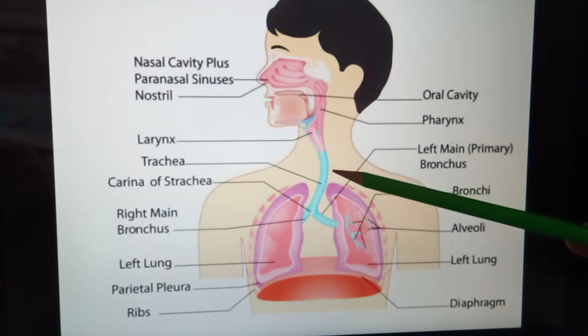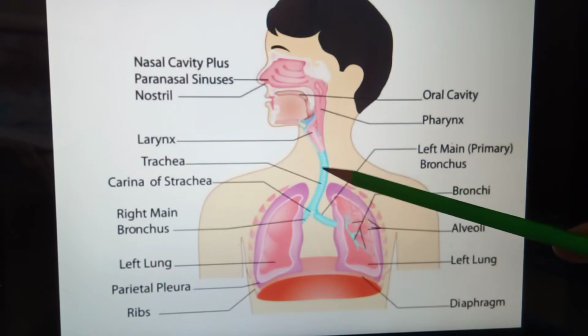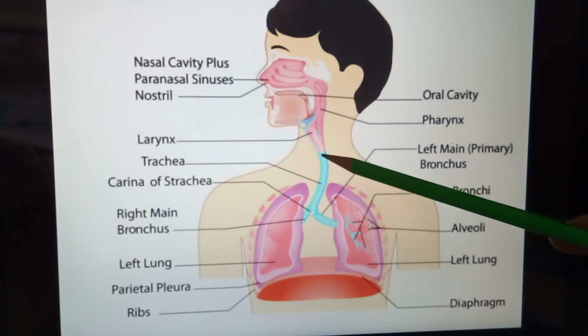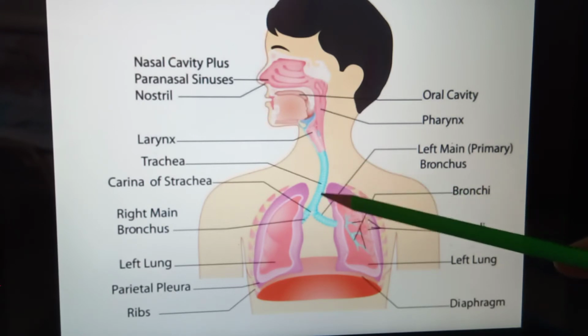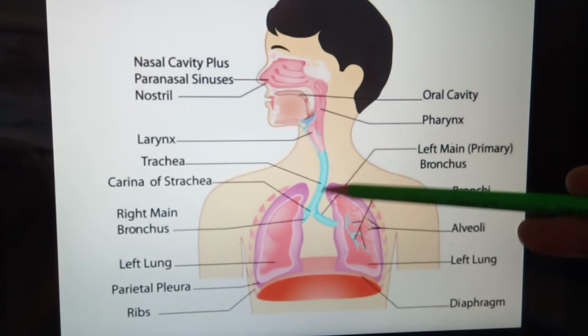Okay, now we move to the tracheobronchial tree. This is the tracheobronchial tree. This is the trachea. The trachea is a main part of the tracheobronchial tree, and this tracheobronchial tree is a combination of trachea and bronchi.